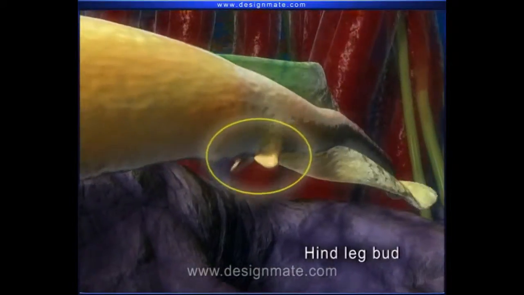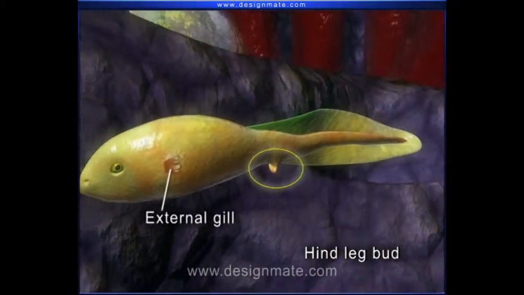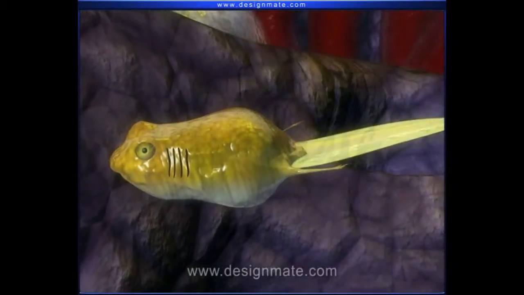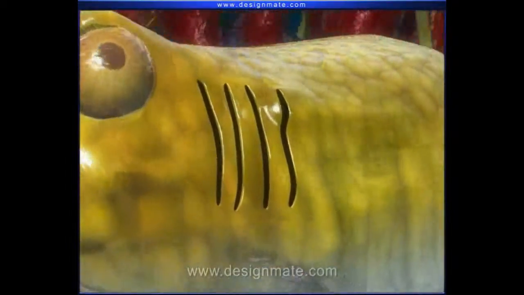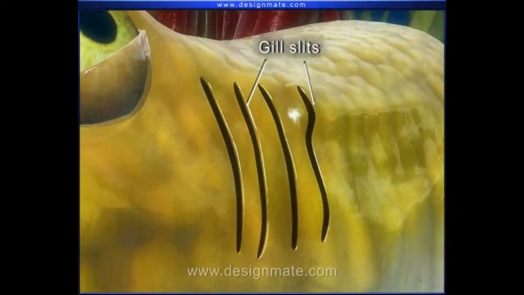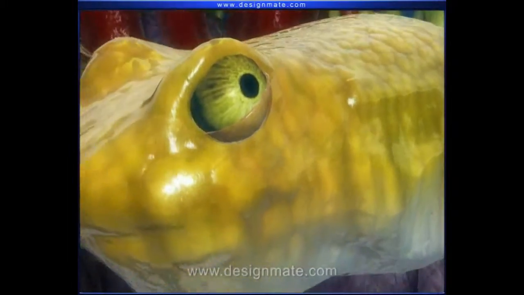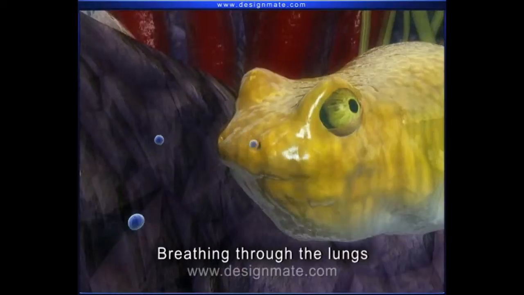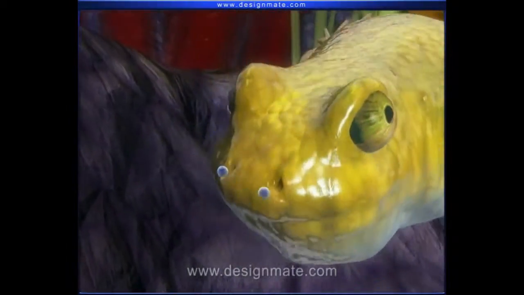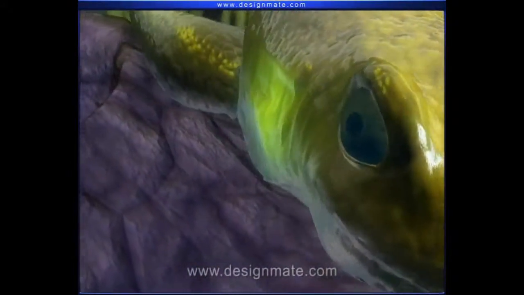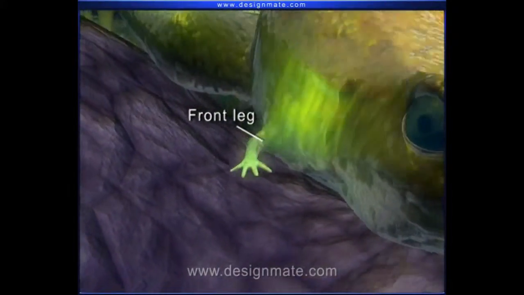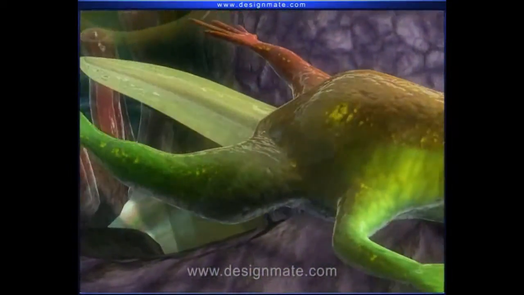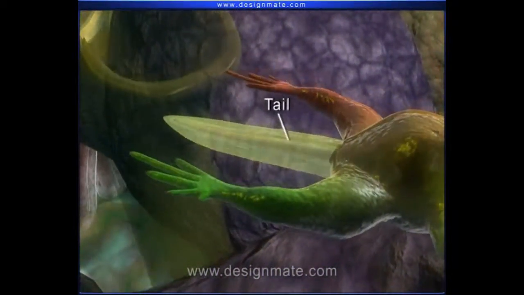Slowly, the hind legs emerge. External gills disappear. And gradually, the gill slits also disappear. The tadpole starts breathing through the lungs. Next, the front legs develop. Now we observe the tail, which starts shrinking.